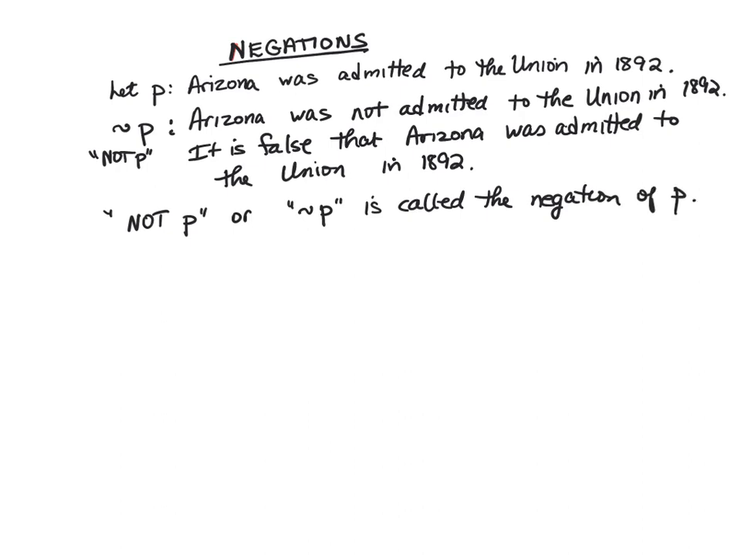And now let's look at the truth values. The truth value for P, that Arizona was admitted to the Union, is false. Arizona was admitted to the Union in 1912, I believe. I hope that's correct, but I believe that's false. So if the original statement P is false, then what would be the truth value of its negation? Well, Arizona was not admitted to the Union in 1892 would be true.